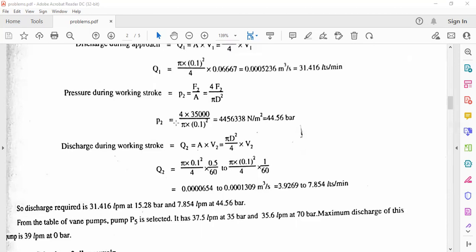From the table of vane pumps, pump P5 is selected. It has 37.5 LPM at 35 bar and 35.6 LPM at 70 bar. The maximum discharge of this pump is 39 LPM at 0 bar.